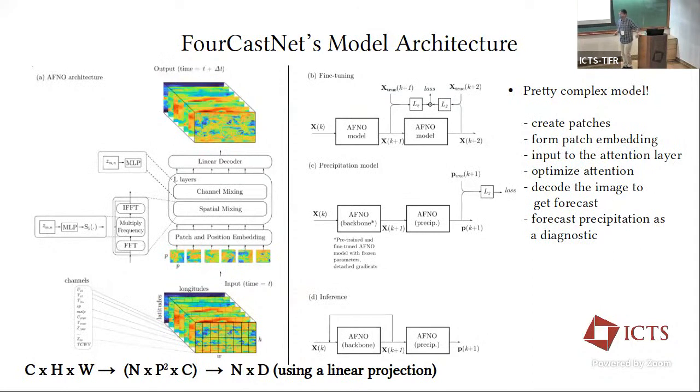Yeah, exactly. It transforms everything from O(n²) to O(n log n), and that provides you a massive speed up in generating forecasts. Now, once that's done, the output of the attention layer is sent into the linear decoder, which then again maps all these flattened vectors into 2D images. And then you get your final prediction or forecast 6 hours ahead in time.